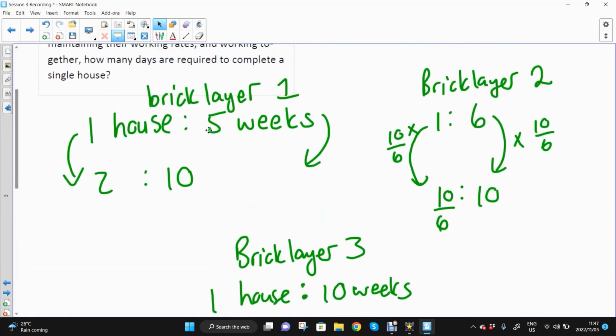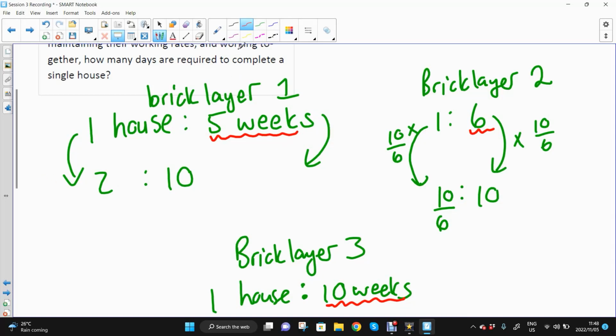Now, if you look at the original ratios, you want to get all of them to the same amount of time. There we've got 5 weeks, there we've got 6 weeks, and here we've got 10 weeks. We need to convert the weeks in all 3 ratios to the same amount of time so that we can put together the amount of houses that they can build in the same amount of time, to work out how many houses they can build together.